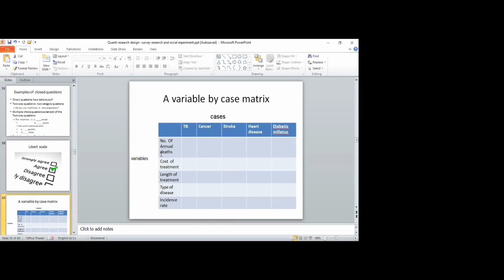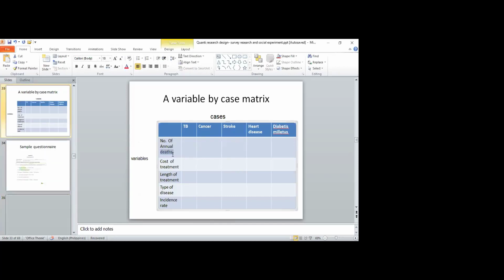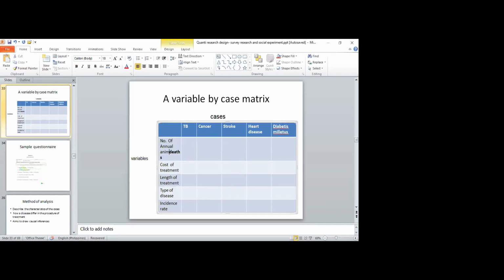Number of animal deaths. Animal, very good. Okay, animal deaths. Number of animal deaths. Okay, cause of treatment, length of treatment, types of disease. So what are the different causes of animal death?